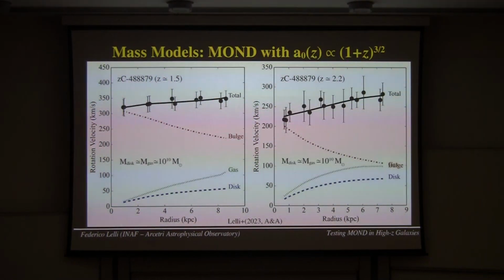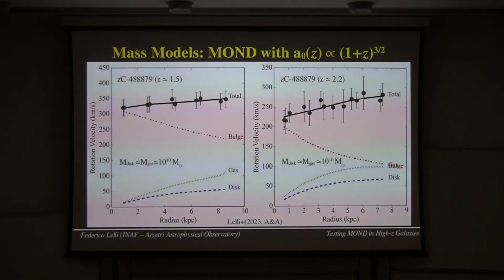And then we can play other games. We can say, okay, what if A0 varies with (1+z) to the power of 3.5? That would be an interesting time evolution. And the effect is that the gas disk and the stellar disk go down in mass, because we are essentially boosting the MOND effect, right? And in this case, we get masses that are of the order of 10 to the 10 that are not ruled out, but they start to become suspicious, right? We really have to push the models in that direction to get these low masses.